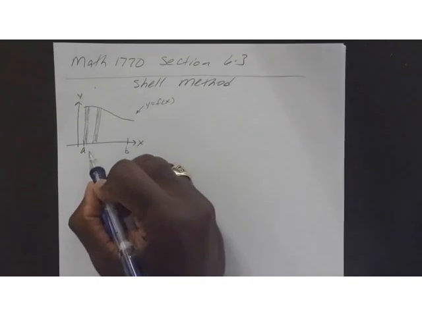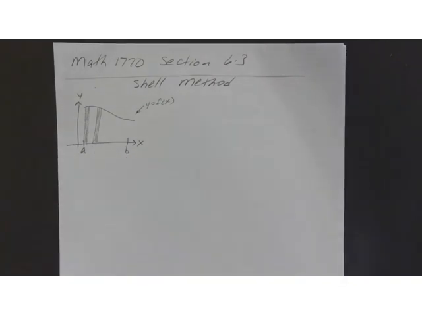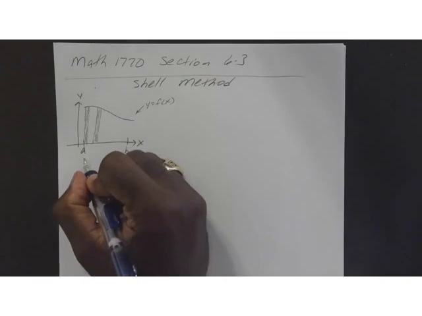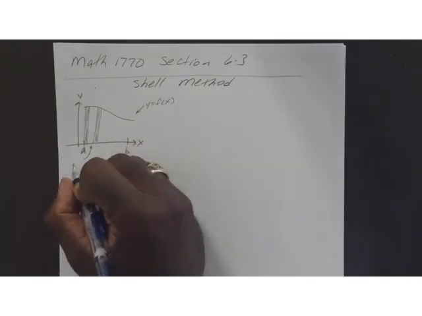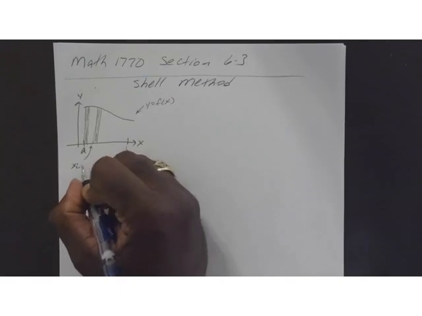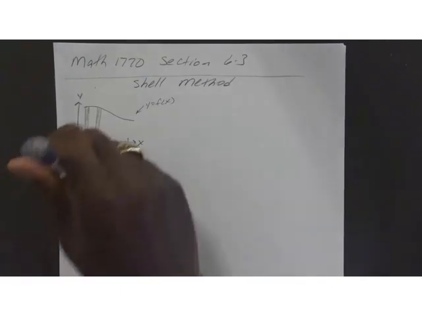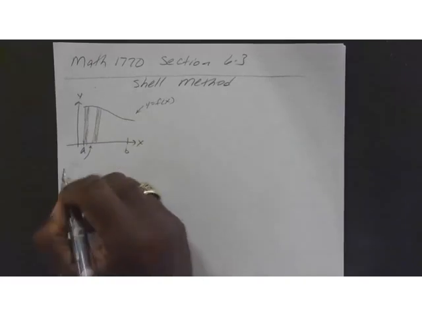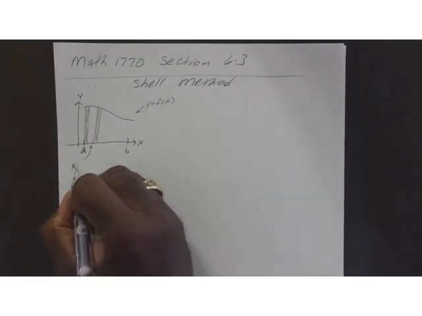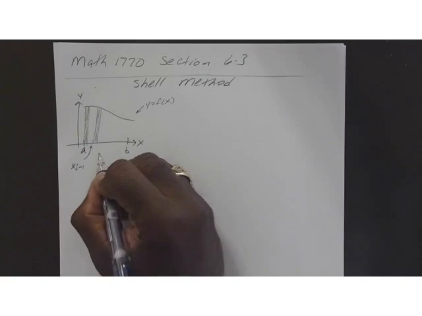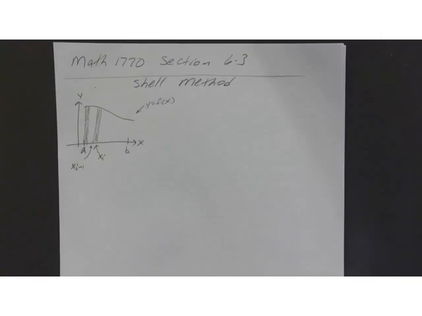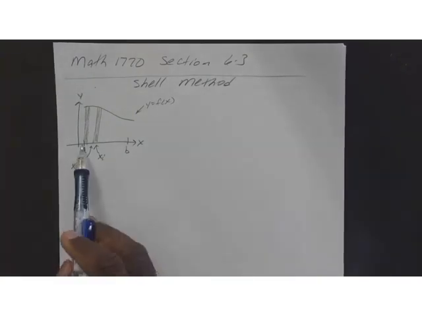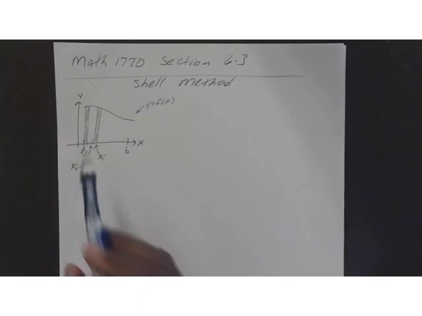Okay. So we know that the width of each rectangle is just from x sub i minus 1 to x sub i. So that could be x1 to x2, x2 to x3, x3 to x4. Just putting it into a general form.